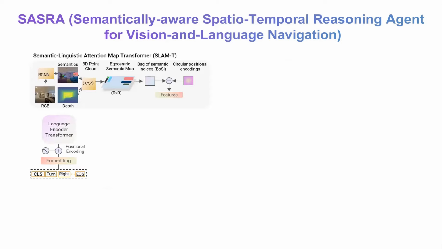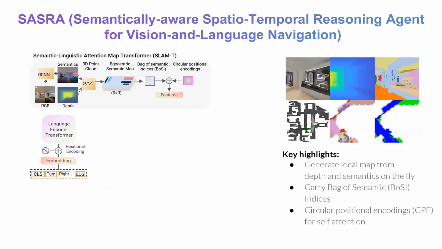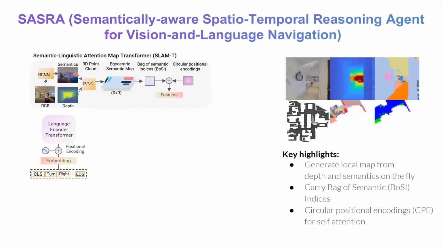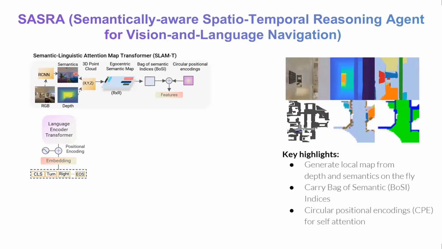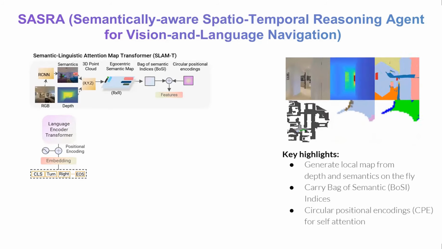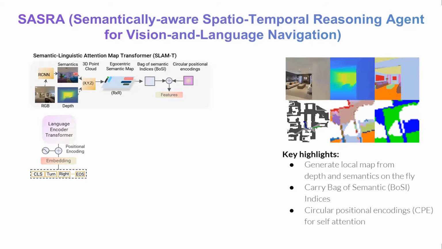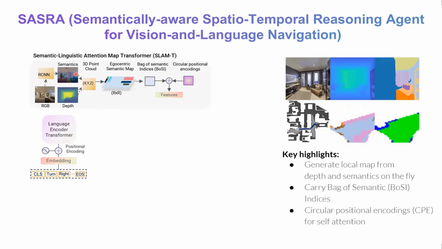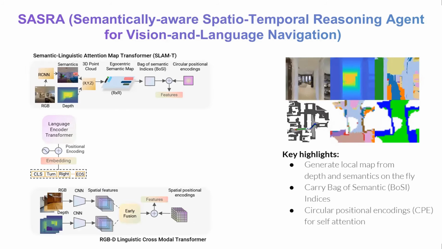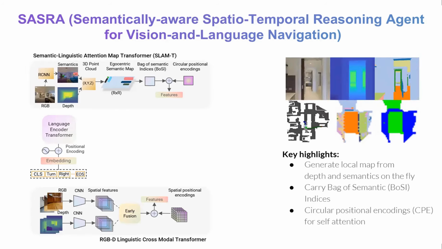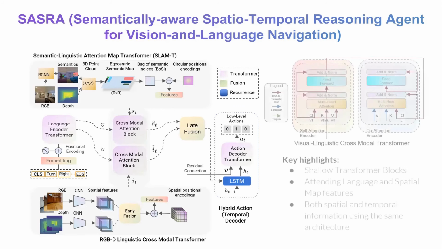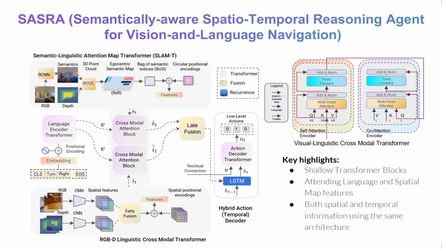The output representation of the semantic map is a map which is 2R by 2R centered on the agent, and we refer to this map representation as a bag of semantic indices, where the agent carries this bag as it moves around in the environment. And to encode these map-related features and align them with the RGB language features, we designed this fully attentive transformer module where the relative position encoding matrix P is used as a Gaussian kernel centered on the agent with a scale factor of R. And finally, we perform a late fusion of cross-modal semantic map features and RGBD features to predict actions, which are just discrete actions at this point, using a temporal transformer block, where the transformer block is a very shallow four-layer transformer module.